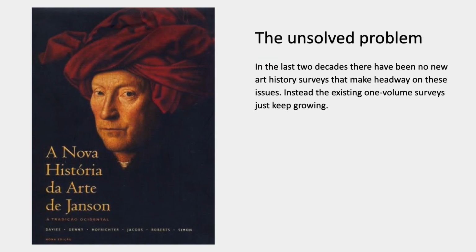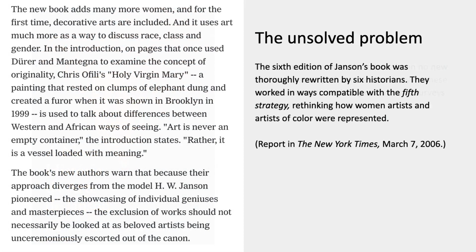So in the last two decades, there have been no new art history surveys that make headway on these issues, especially on this fifth one. Instead, the existing one-volume surveys just keep growing. The sixth edition of Janson's textbook was thoroughly rewritten by six new historians. So instead of having originally one author, Janson, then he gave it to his son, and his son did revisions, instead of that, they got a completely new group of people, six historians, and they worked in ways that were compatible with this fifth strategy. That's to say, they were trying to rethink how women artists and artists of color could be represented.